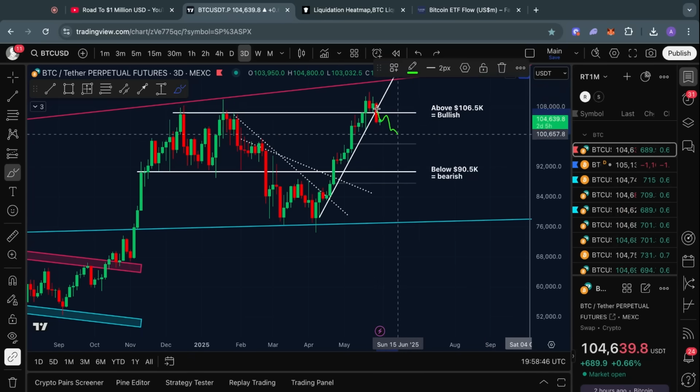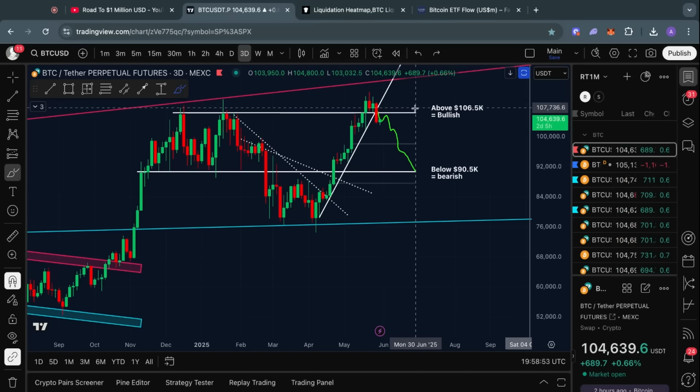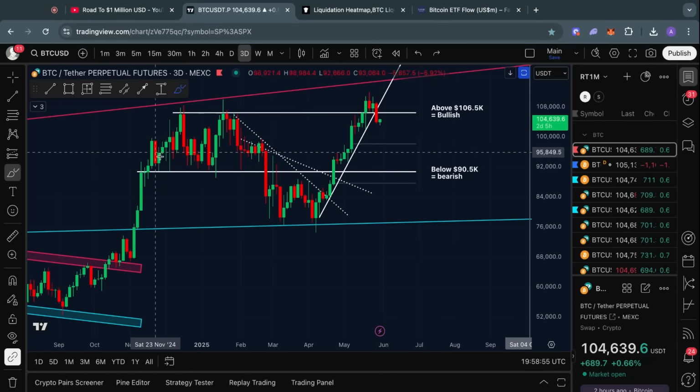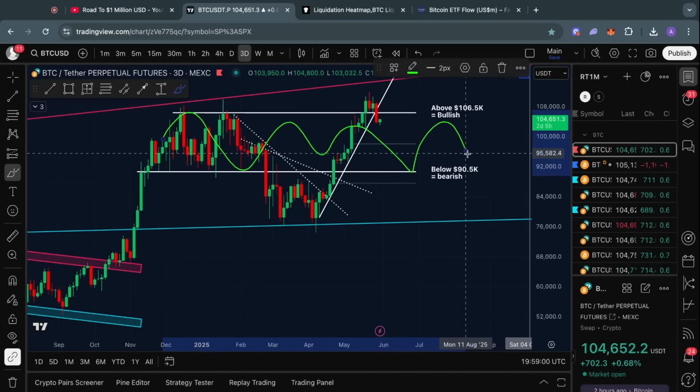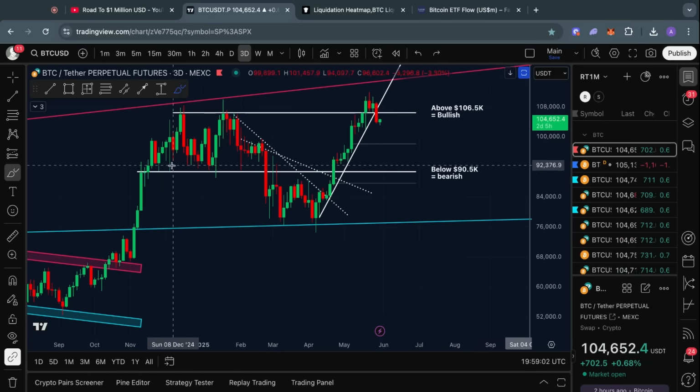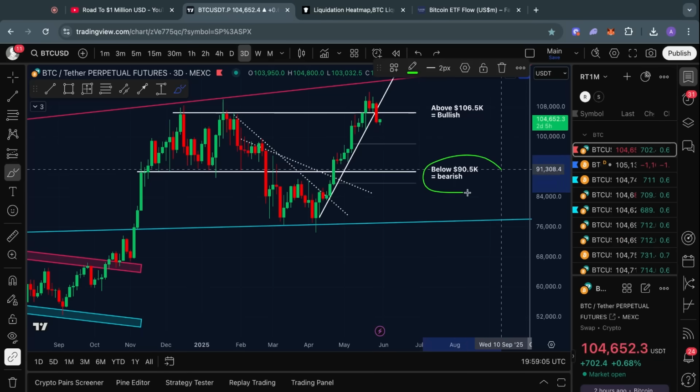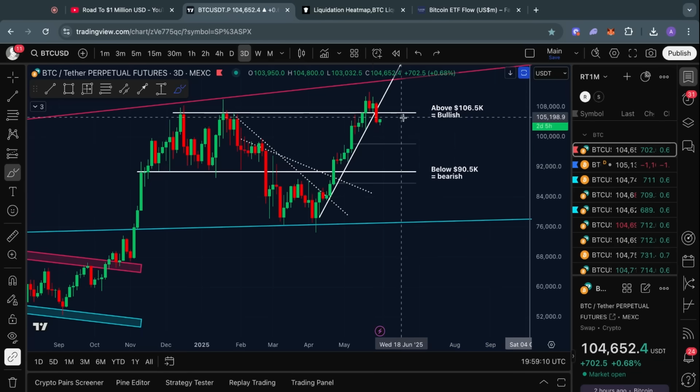But for now, to me, this looks like we have a huge amount of room to the downside and not a lot of room to the upside right now. So that is the way that I'm viewing the market. And as you can see, I basically drew this as a sideways channel between 90.5K and that 106.5K level.